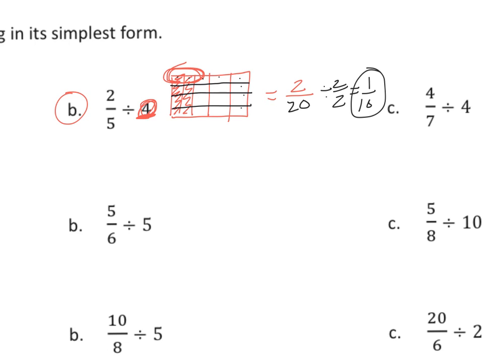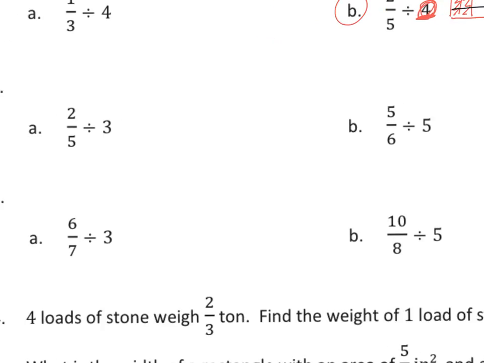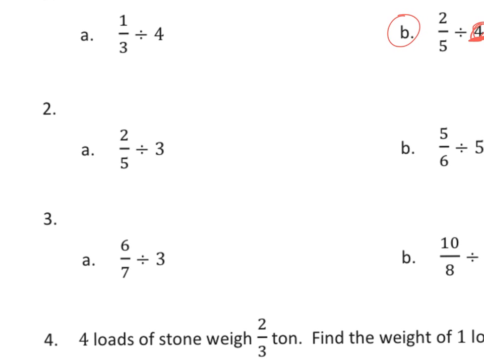Let's try another one. We'll go down to 2a. And again, I have 2/5 divided by 3, meaning I need to find a third of 2/5. I'm breaking this into 3 equal pieces. So again, I'm going to start by making this showing 2/5. And then I got to break this 2/5 into 3 equal pieces by going this direction. So that's where I'm dividing it.